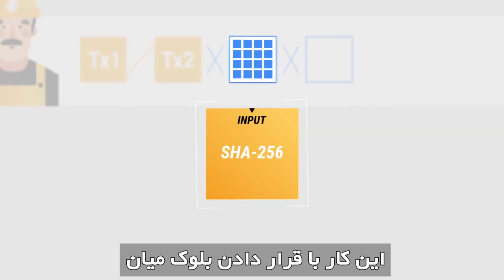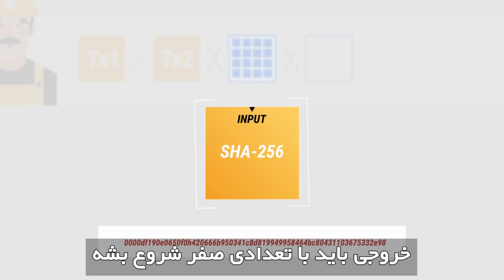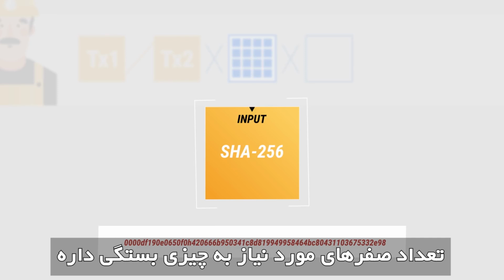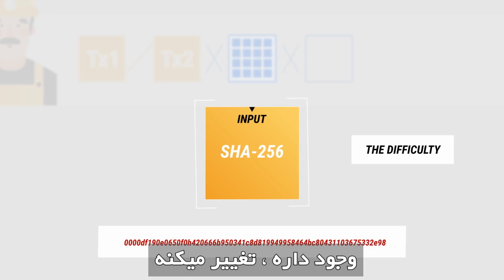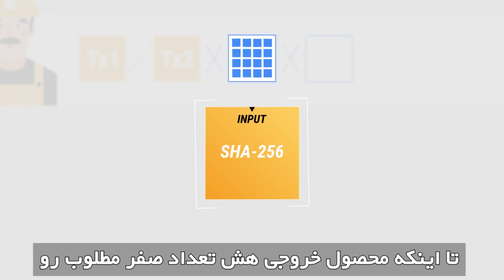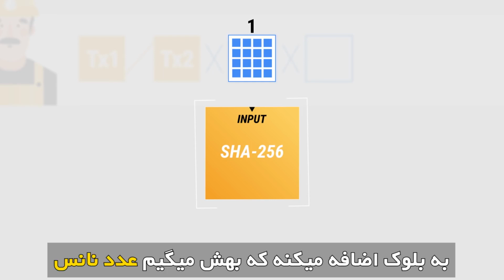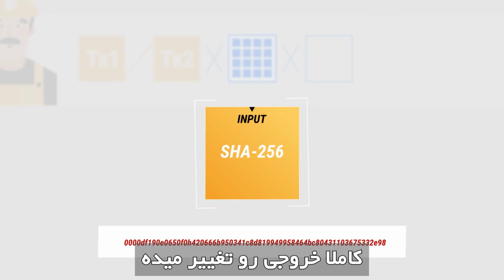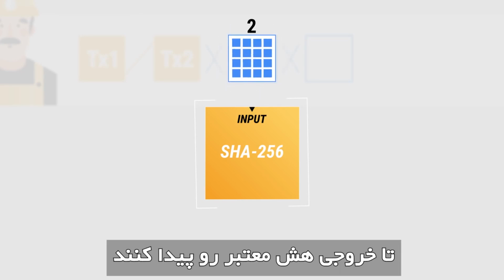This is done by putting the block through the SHA-256 algorithm. The output needs to start with a certain amount of zeros in order to be considered valid. The amount of zeros needed depends on what's called the difficulty, which changes depending on how much computing power there is on the network. In order to produce an output hash with the desired amount of zeros in the beginning, the miner adds what's called a nonce number into the block before running it through the algorithm. Since a small change to the input completely changes the output, the miner tries random nonces until they find a valid output hash.